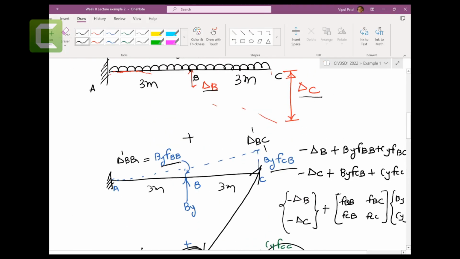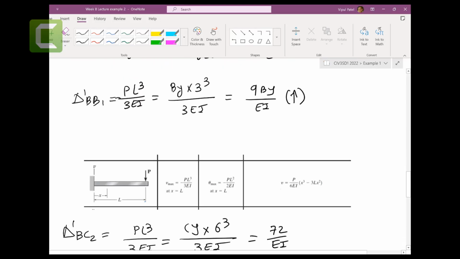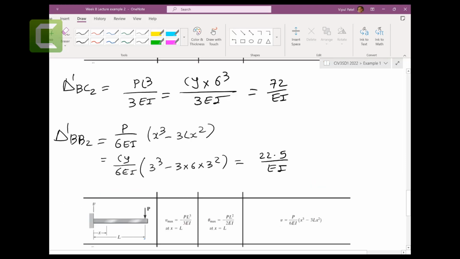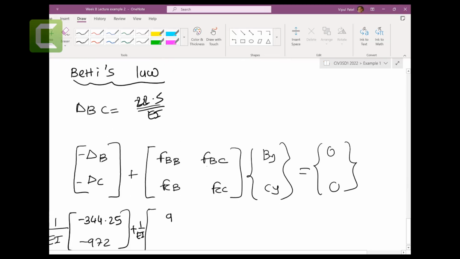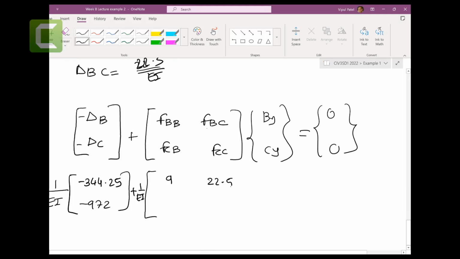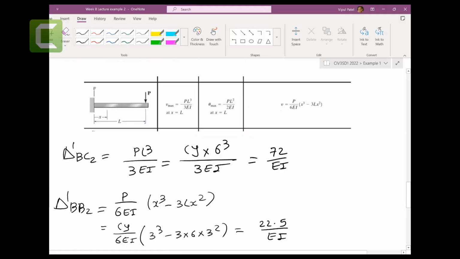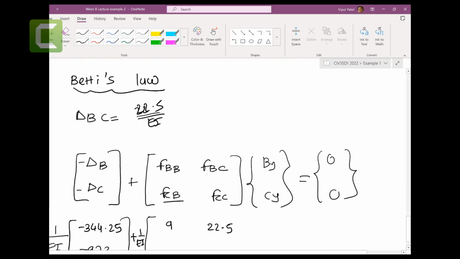FBB was here, which is delta dash BB1. So that is 9 over EI, and BY is here, by the way. So 9, let me put BY outside. And then FBC, we found this one, 22.5. And this FCB, we found 22.5.